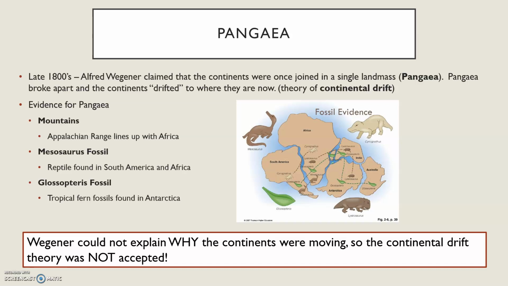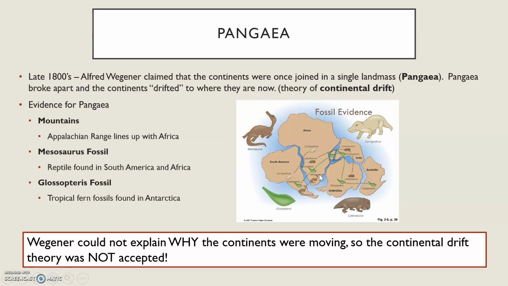Okay? Now, there are several evidences that support the theory of continental drift and the idea of PANGAEA. The first one is mountains. The Appalachian mountain range found in North America lines up with the north part of Africa. That would be here. The second one is that the Mesosaurus, this animal right here, or reptile, was found in South America and in Africa.